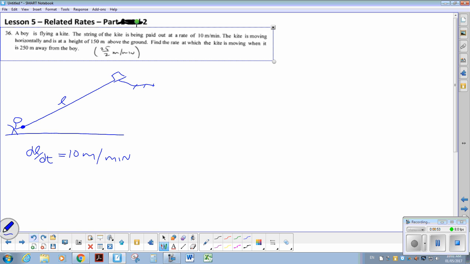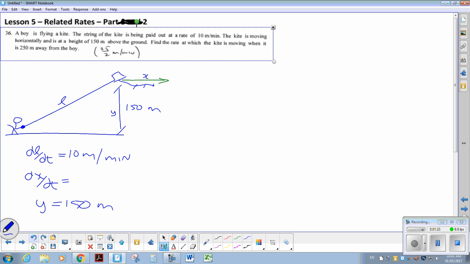The kite is moving horizontally, so it is trying to pull away from the boy. It's moving in that direction. So let's call that the x direction. So dx by dt equals, kite is moving horizontally. It doesn't tell me. Oh, that's not good. And the height is 150 meters above the ground. All right. So we know the y. I'll call that the y value. So I know y is 150.